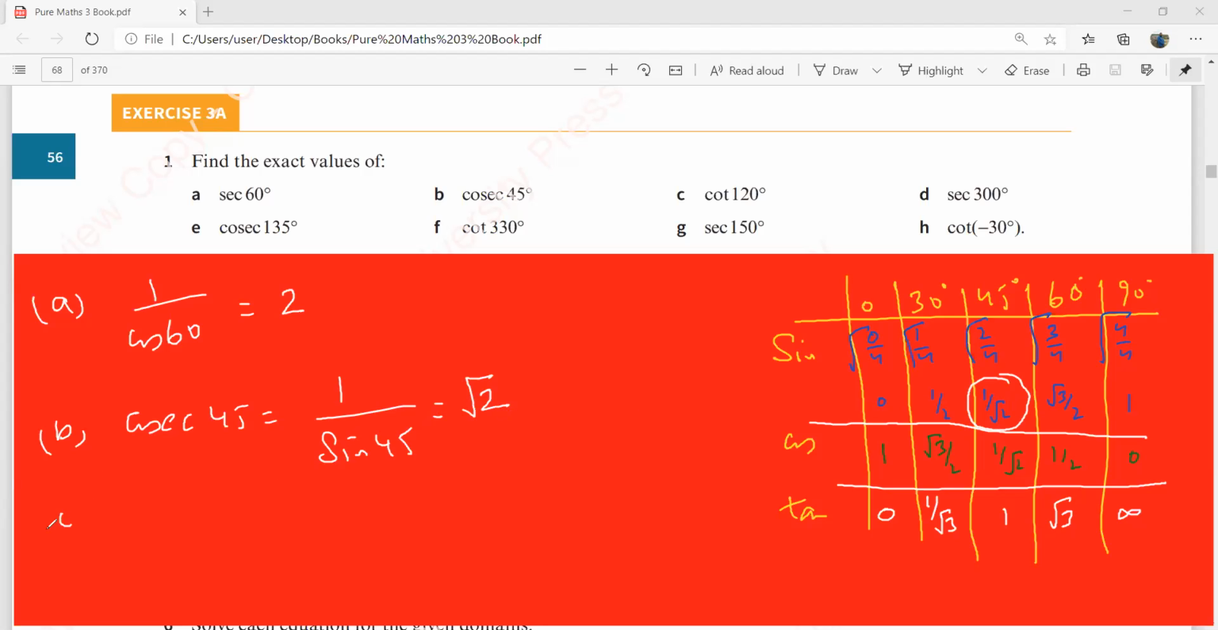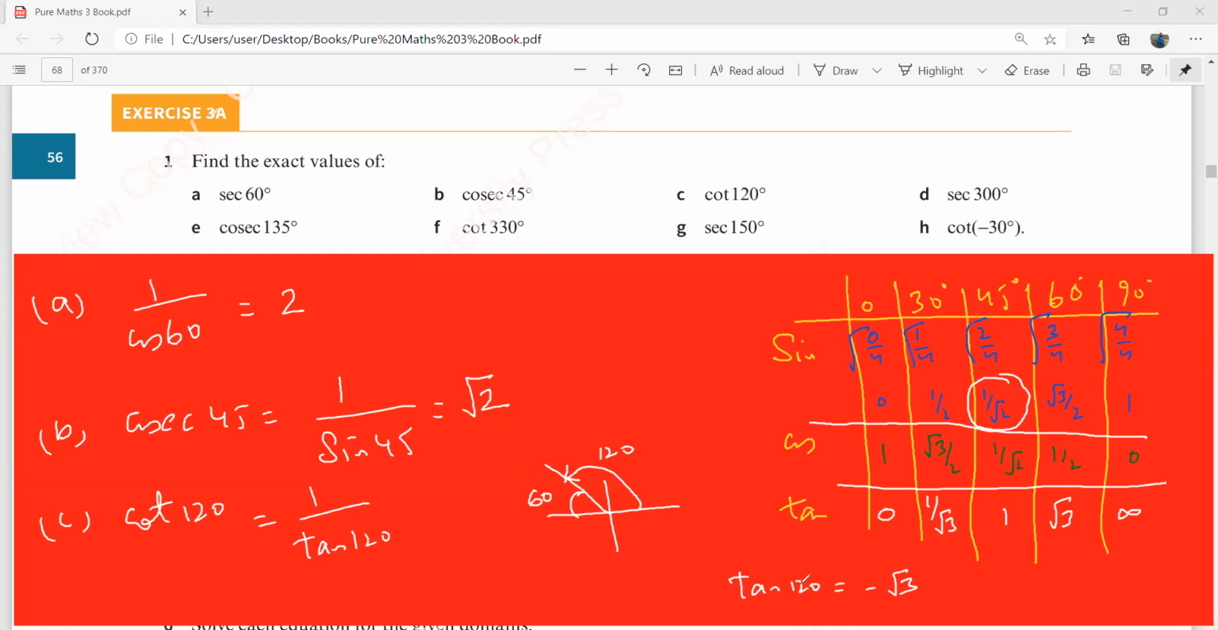Next, it says cotangent 120. This is 1 over tan 120. Remember that basic and the general angle thing. So this is your 120 degrees here. So you have to see what is this tan 60. So tan 60 is under root 3. And in this quadrant, your tan is negative. So tan 120 is going to be minus under root 3. Therefore, this will be minus 1 over under root 3. That is 1 over tan 120. Can you try the next parts?